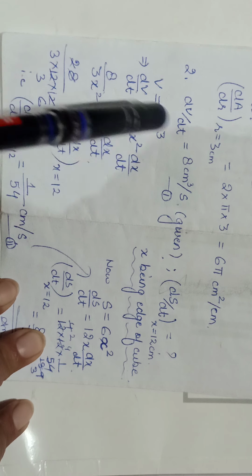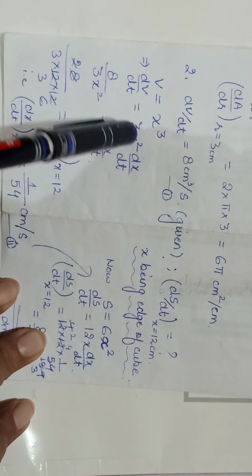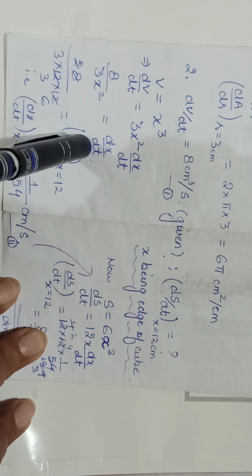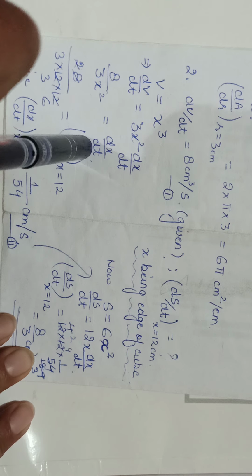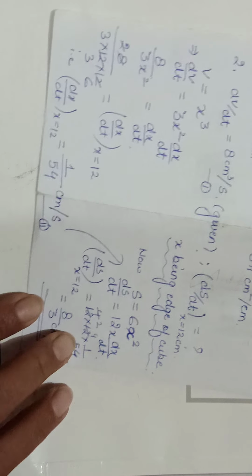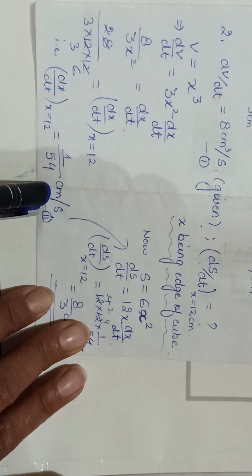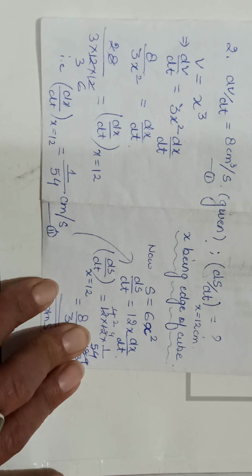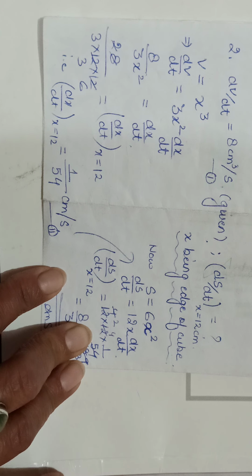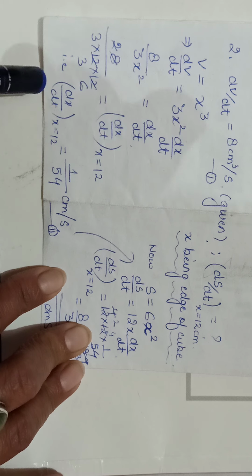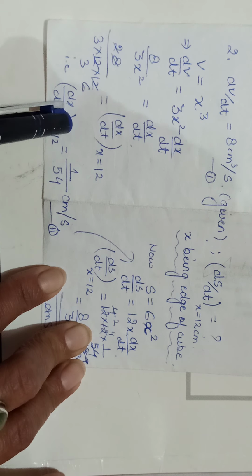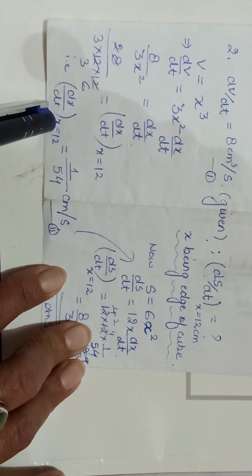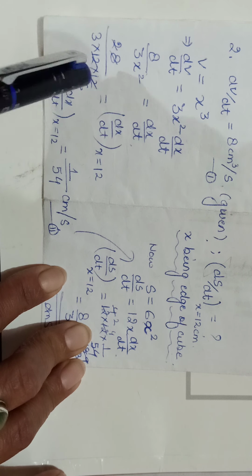Okay, now this was known to you. dV by dt was given to you as 8. This will come to the other side because our question was to find, or we are interested in finding rather, dx by dt. Right? So dx by dt from here worked out comes out to be 1/54 centimeter per second. You can work out the calculation. x was given to you as 12. Getting it?